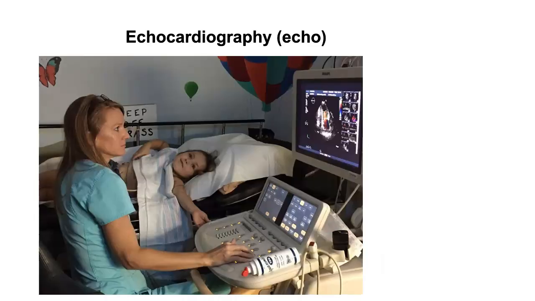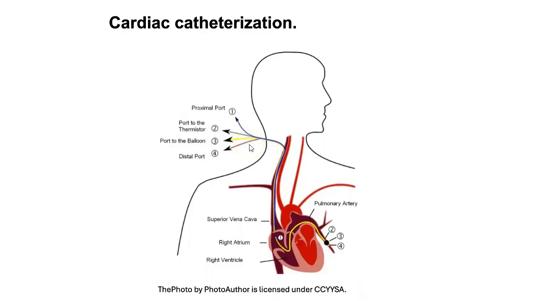The next one would be echocardiography, also known as echo. This test uses sound waves to create a picture of your heart. Also reminds me of when you're pregnant, when they do ultrasounds. Cardiac catheterization, right here. You'll see they'll put a catheter in your neck, coming down into your arteries, into your heart, and out through your pulmonary artery right here. Doesn't look very nice.